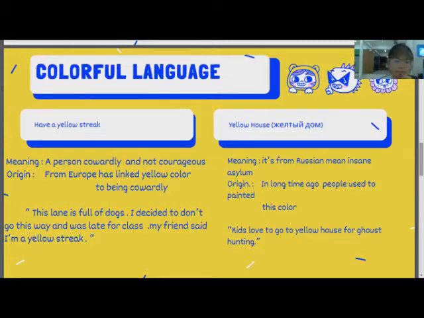Another one is yellow house. Yellow house is a Russian term. It means an insane asylum, because a long time ago they used to paint it in this color. For example, kids love to go to the yellow house for ghost hunting.